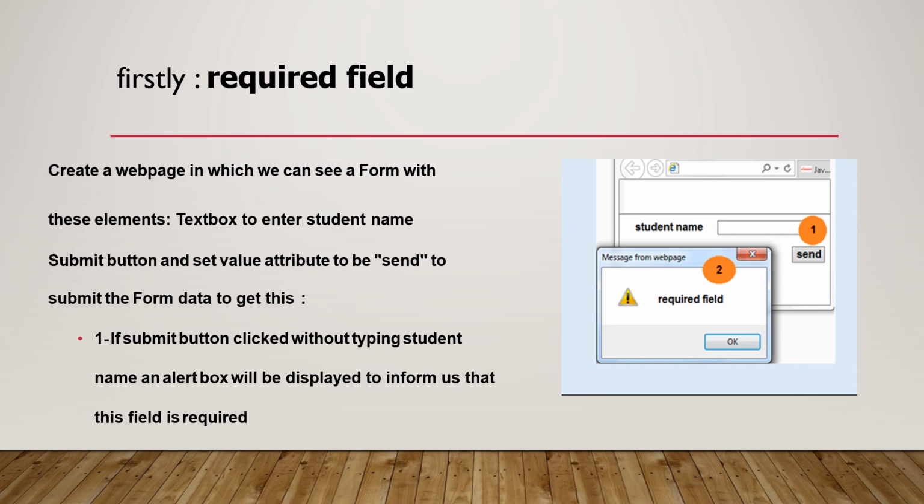Firstly, required field. Create a web page in which we can see a form with these elements: text box to enter student name, submit button, and set value attribute to be sent to submit the form data. To get this: 1. If submit button clicked without typing student name, an alert box will be displayed to inform us that this field is required.